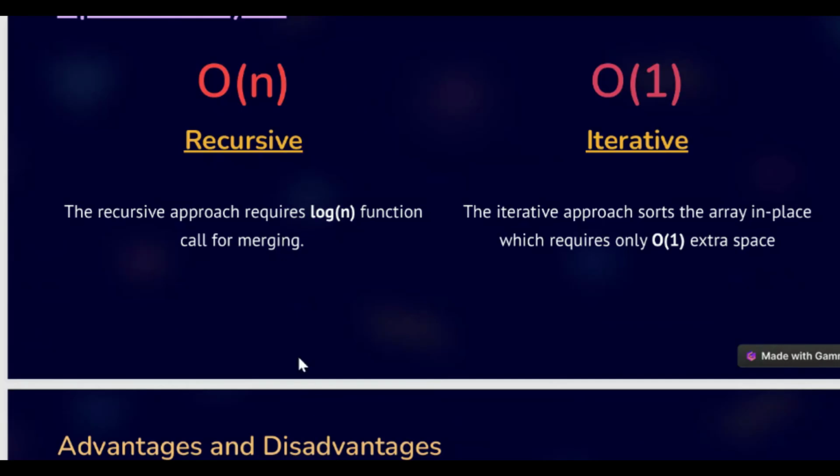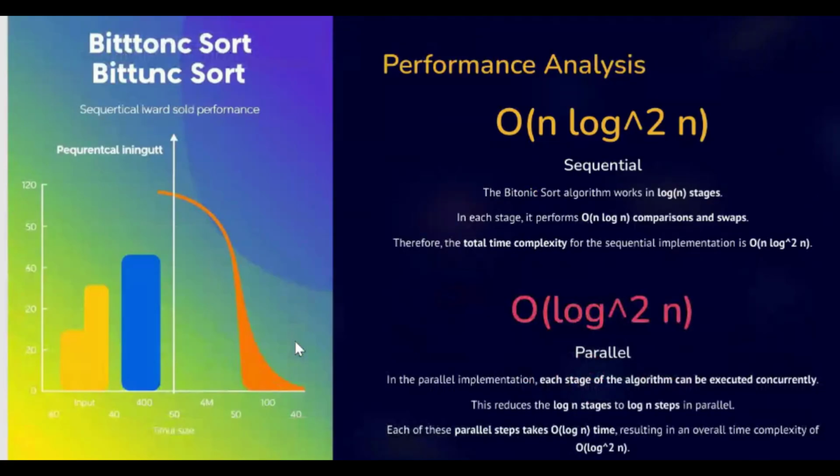Now here is the time complexity analysis of Bitonic sort. We have 2 approaches here. The first one is sequential, and the second one is parallel implementation. For sequential implementation, we will have time complexity of big O of n log squared n, because the algorithm works in log n stages, and each stage performs comparison and swap, which requires big O of n log n. Similarly, for parallel implementation, we have big O of log squared n, since multiple steps can be processed in parallel, which reduces the number of steps. So you can see that time complexity is much better than the sequential approach.